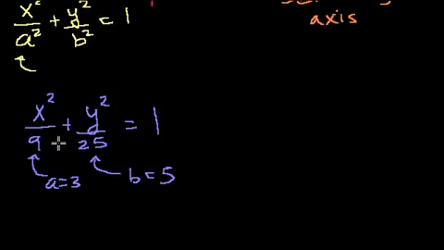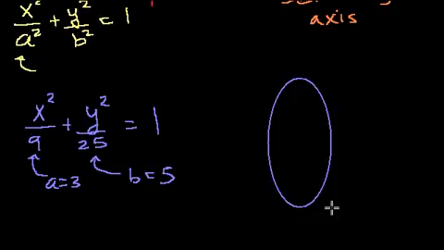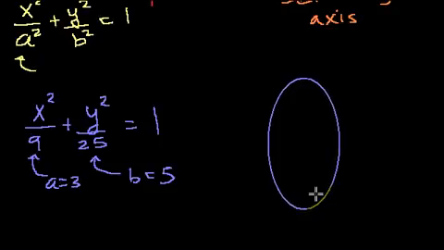Let me draw the ellipse first. So first of all, our radius in the y direction is larger than our radius in the x direction. So the ellipse is going to be taller and skinnier. It's going to look something like that.